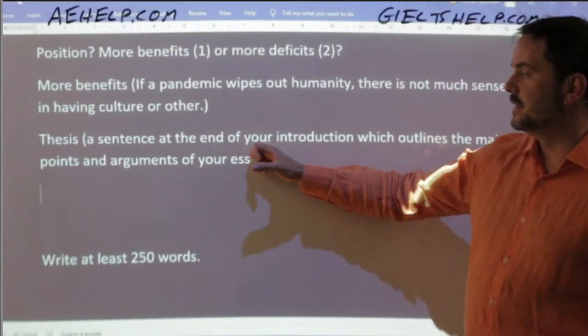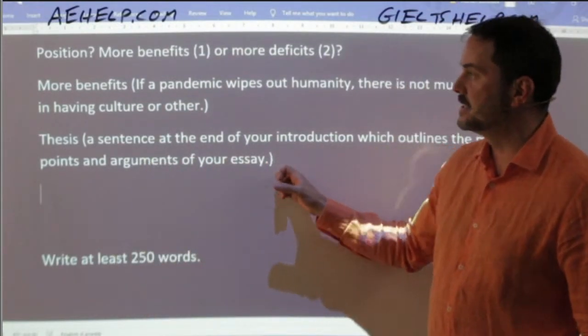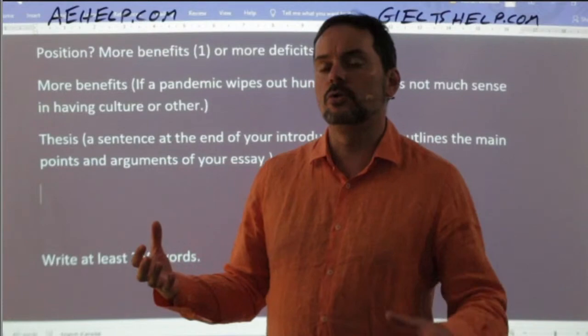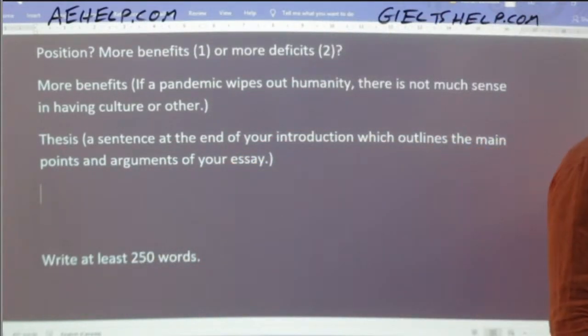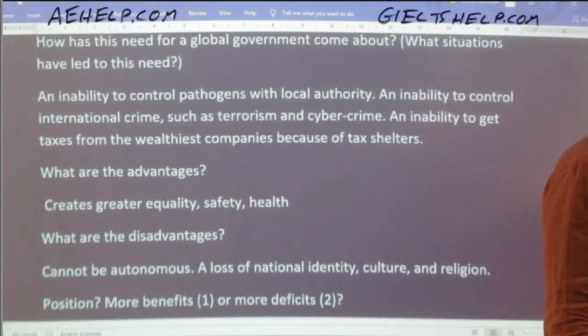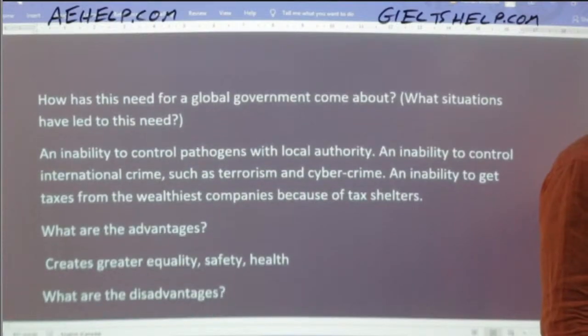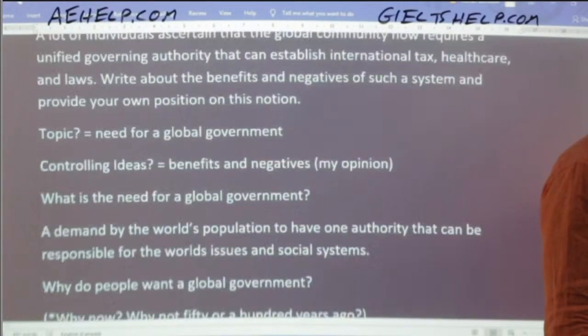Okay, so here it is. It's a sentence at the end of your introduction which outlines the main points and arguments of your essay. Let's put that together. So using all of the information from our planning, we can now create a good thesis statement that will tell our reader what we're talking about. So what are our points that we want to show them in the body paragraphs, okay?